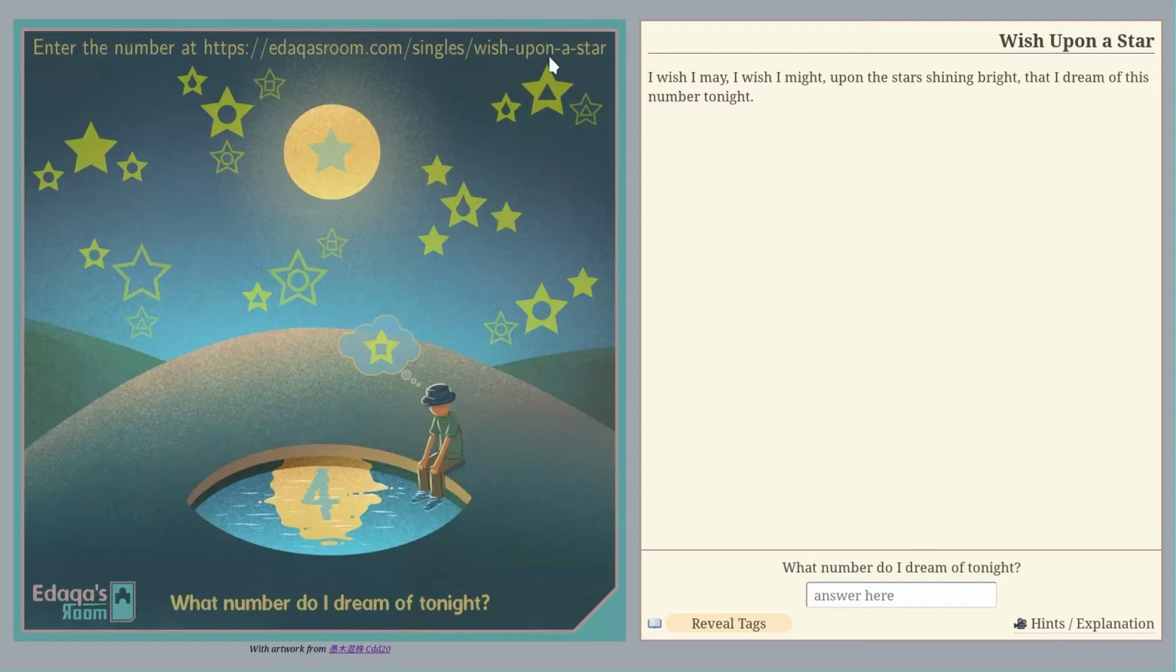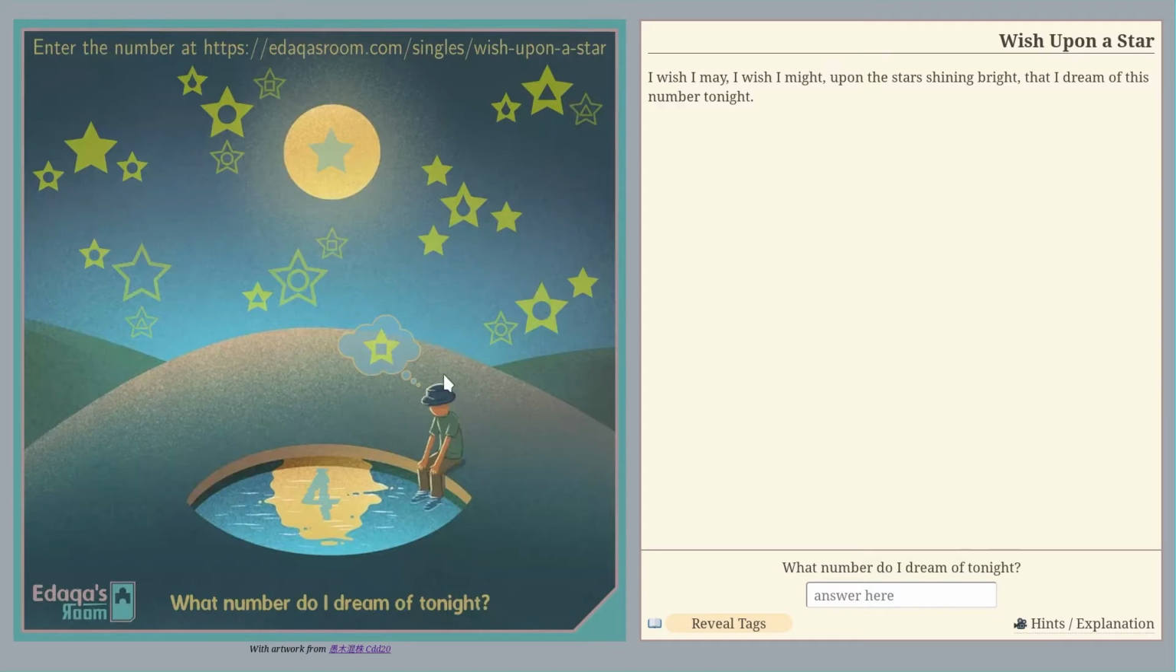If we look at the puzzle, there's a few things that come out very quickly as we see the guy is thinking about something. So if we think of the clue, what number do I dream of tonight? It's most likely related to this star with a square in it here. You'll notice there's stars with several other shapes in them, so there's some distinction. We're looking for one with a star in it.